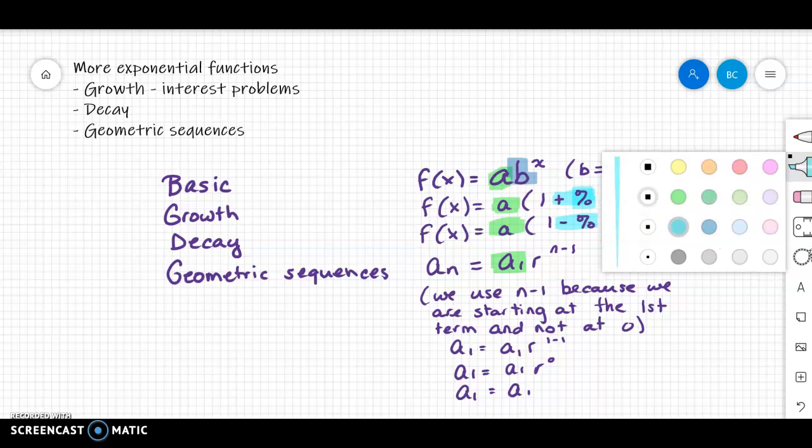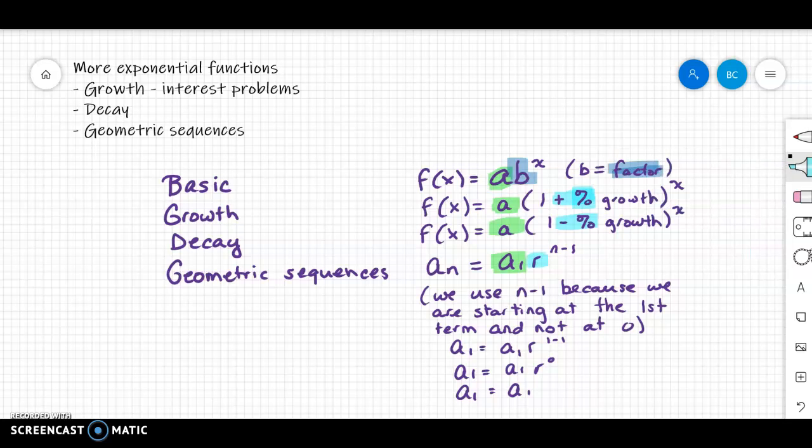What's different with the geometric sequence is that I'm multiplying it times some rate, and this is actually referred to with geometric sequences as a common ratio, which we'll dig into a little bit more too. But I'm raising it to the n minus 1 power, and we're using n minus 1 because we're starting at the first term and not at 0.